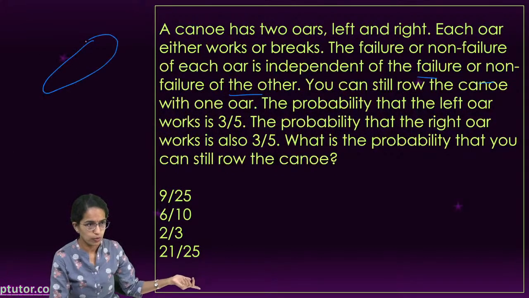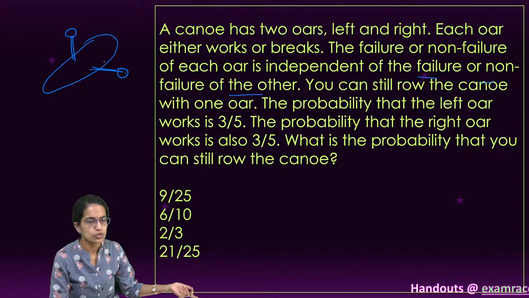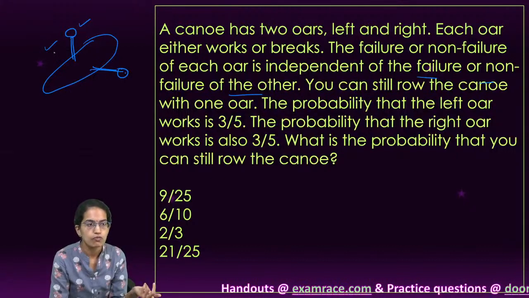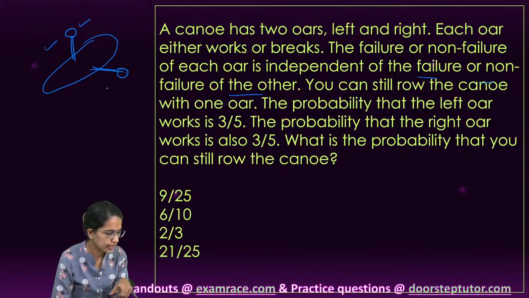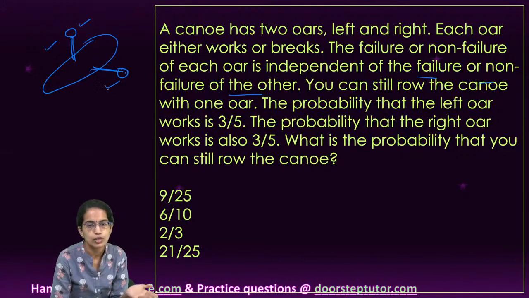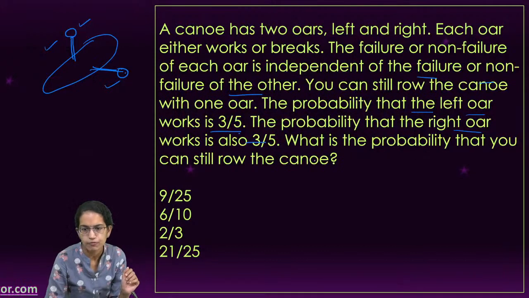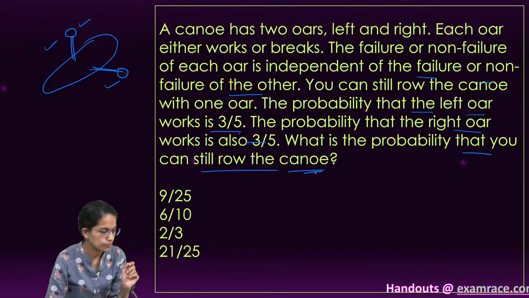So this is the boat. There are 2 oars and each of the oars would either work or not work, break. And if one is working, there is no condition that I can say the other one is working or not. Now the probability that the left oar is working is 3 by 5 and the right oar is working is again 3 by 5. What is the probability that you can still row the canoe?